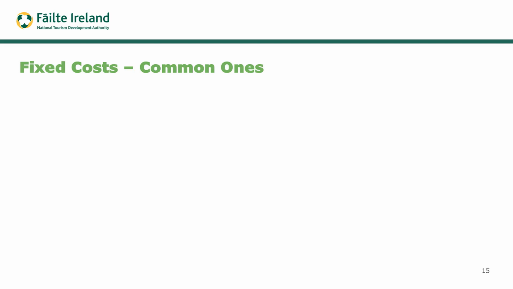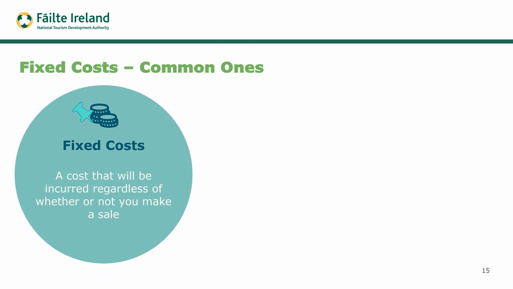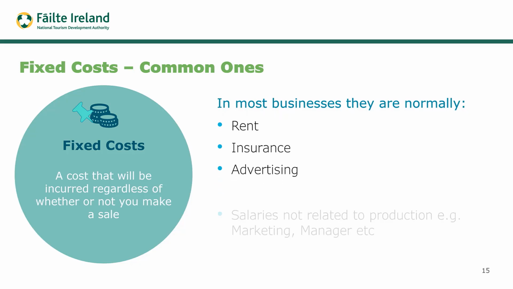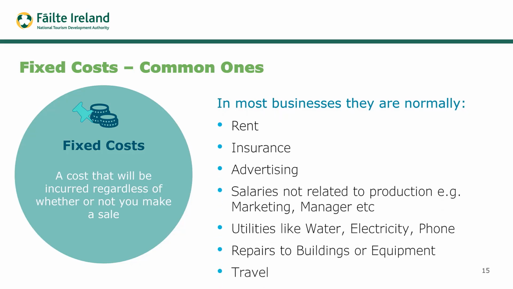Fixed costs are those costs that will be incurred regardless of whether or not you make a sale. It is normally things like your rent, your insurance, advertising, salaries not related to production such as marketing, utilities like water, electricity, phone, repairs to buildings and equipment, and travel. Very simply, these are all the things you need to pay for to allow your business to open its doors, regardless of whether or not you have a customer or a sale. Just a few points about fixed costs.